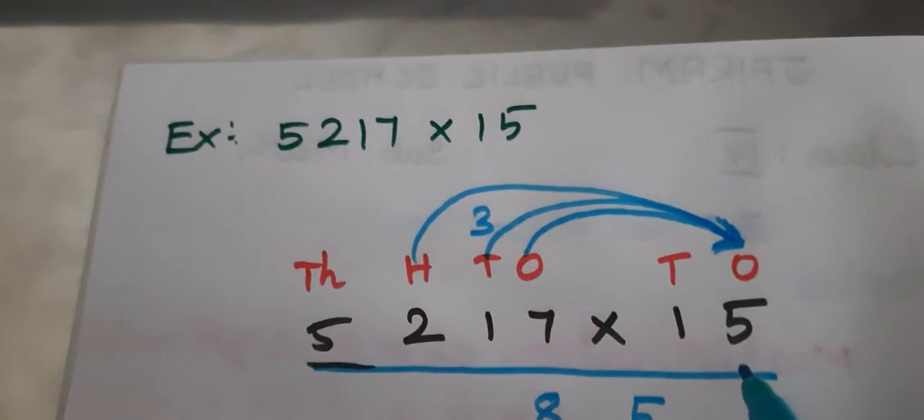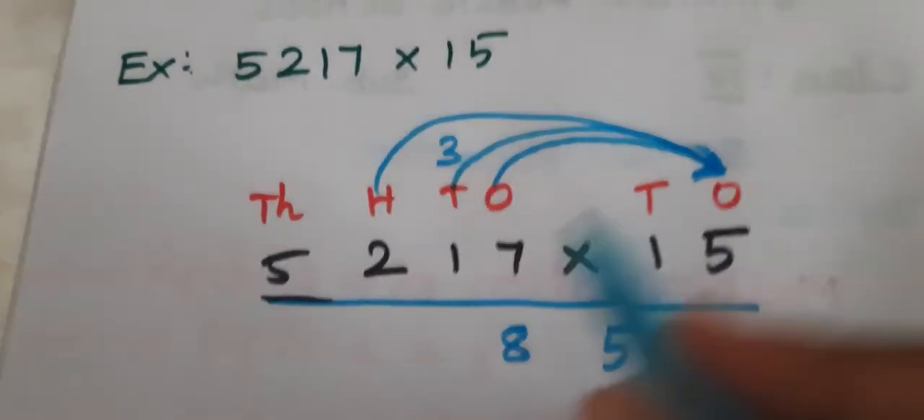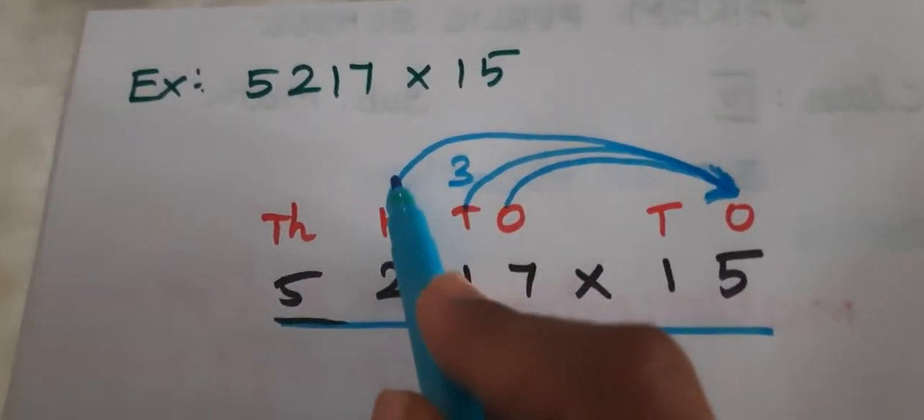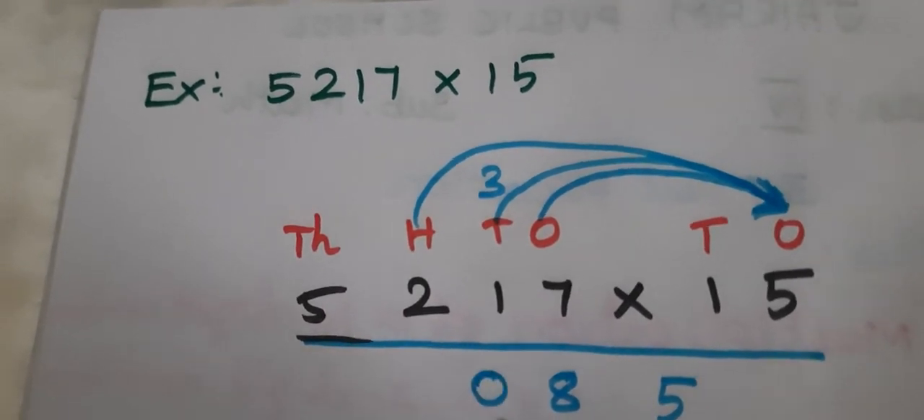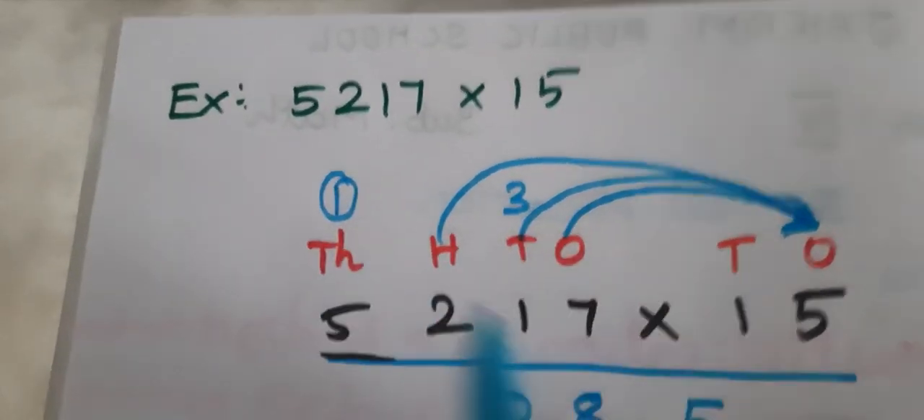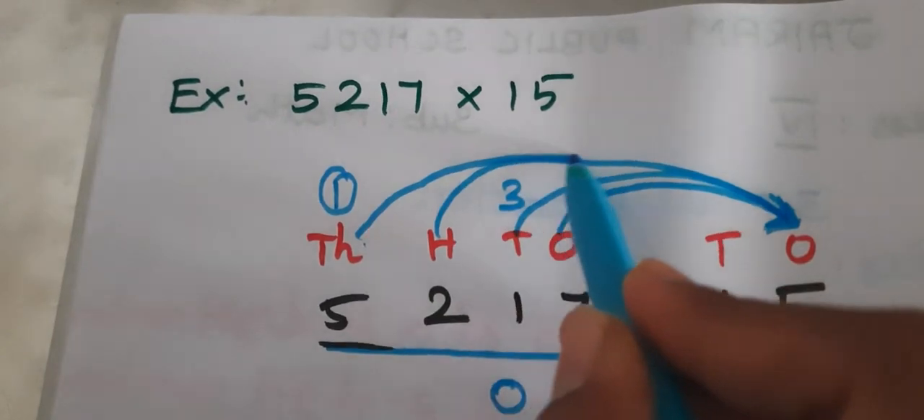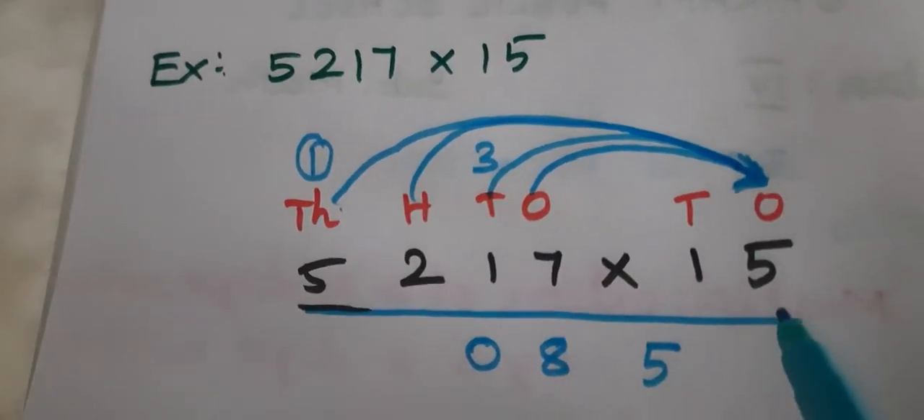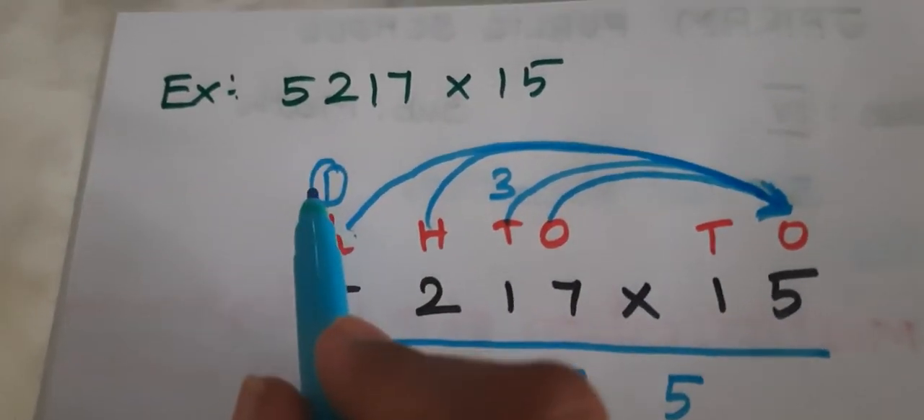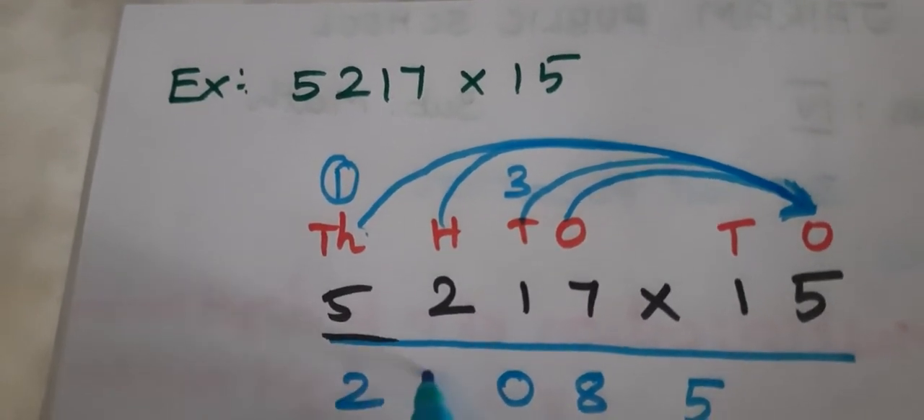Next, 2 into 5. 2 into 5 is 10. There is no carryover in the hundreds place, so you have to write 0 and 1 is a carryover. Next, 5 into 5 is 25. 25 plus 1 is 26.